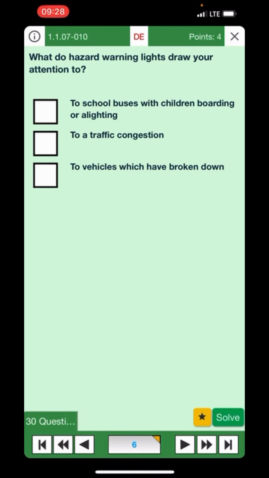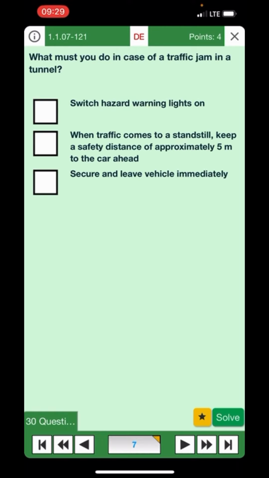What do hazard warning lights draw your attention to? To school buses with children boarding or alighting? Yes, we have seen that in the theory lessons. To traffic congestion? Yes. To vehicles which have broken down? Yes. It's all. That's the correct answer. What must you do in case of a traffic jam in a tunnel? Switch hazard warning lights on. Okay.